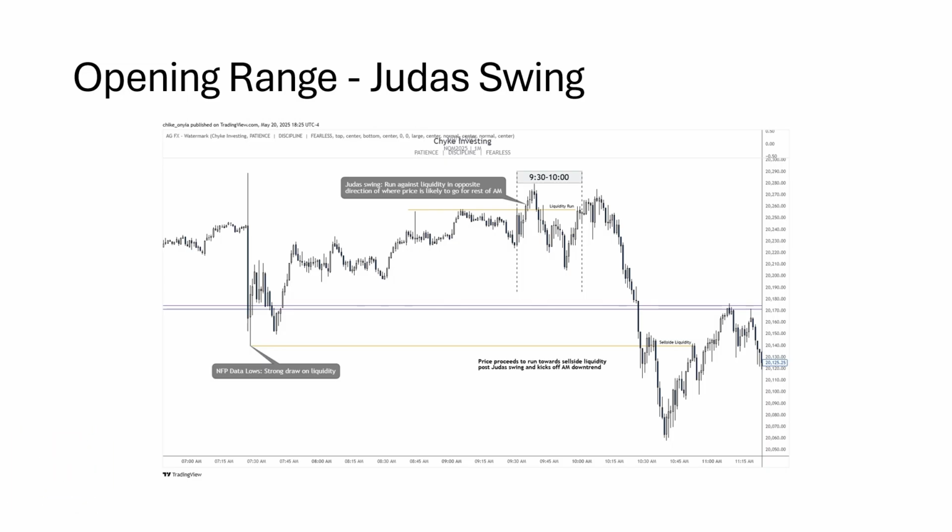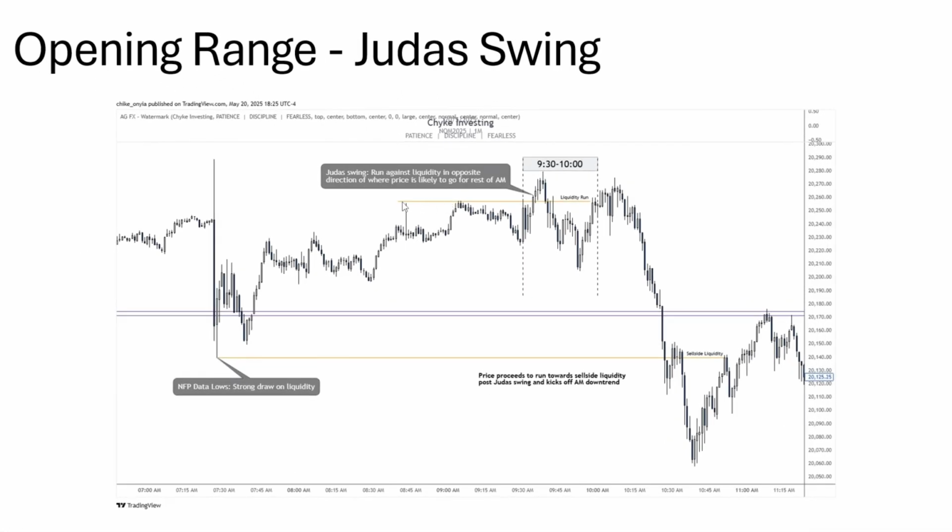So, for example, here you can see that there are relative equal highs that were formed right here prior to 9:30. Price runs against that in a Judas swing form. So some people probably went long here, after this breakout, and thought price was going to reach out for this high. But really, this is a Judas swing to run lower and take out the sell side liquidity, which is actually the data low of this NFP move right here, this wick.